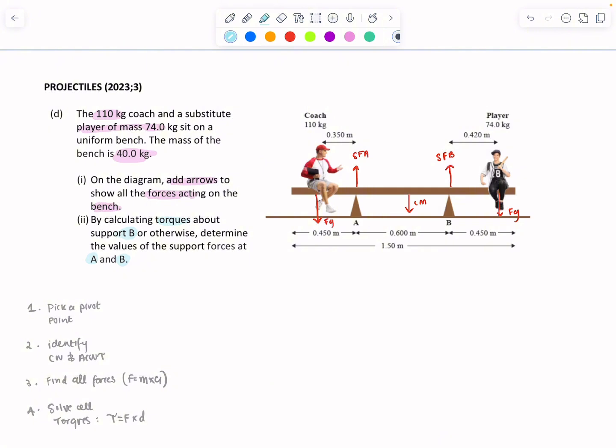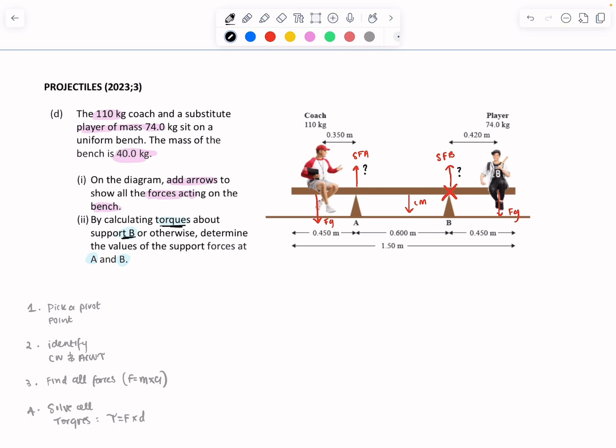So what is this asking us? It's asking us around support force B, we need to work out how much force each support force is contributing. What is the upward force of support force B? What is it contributing? And so we're making support force B our pivot point because it's told us to calculate the torques about support force B. So how do we do this? How are we going to find the force that support force A and B are providing?